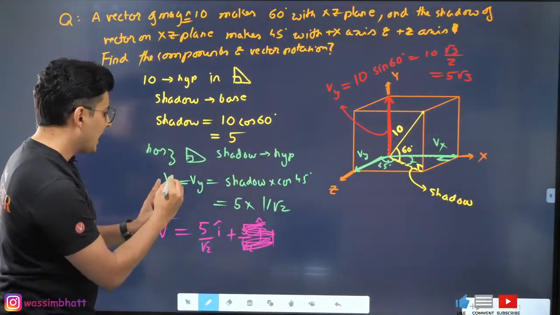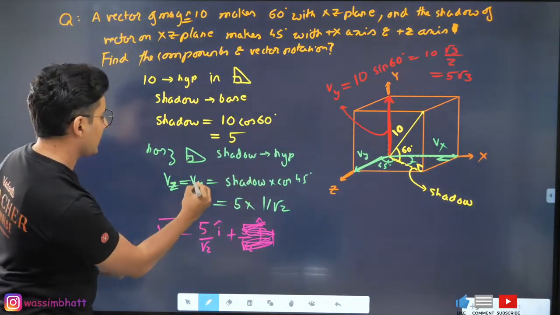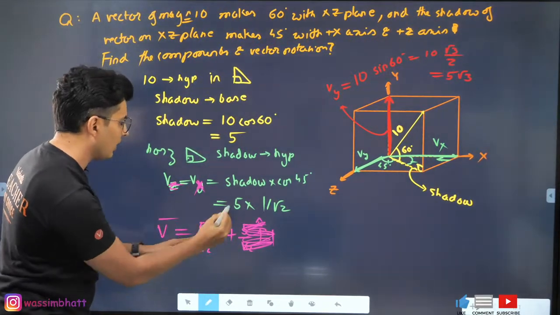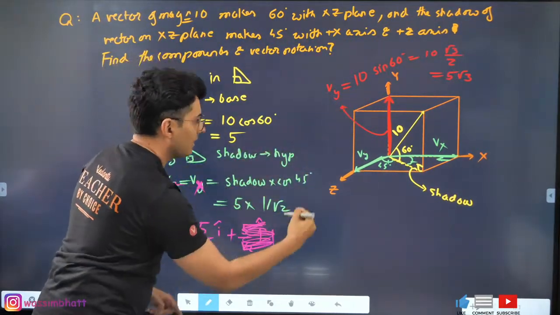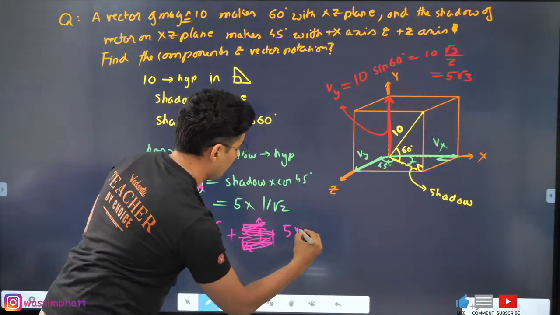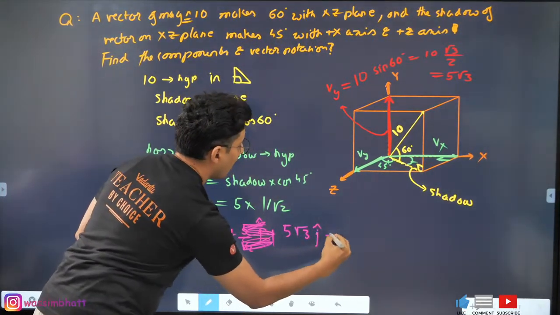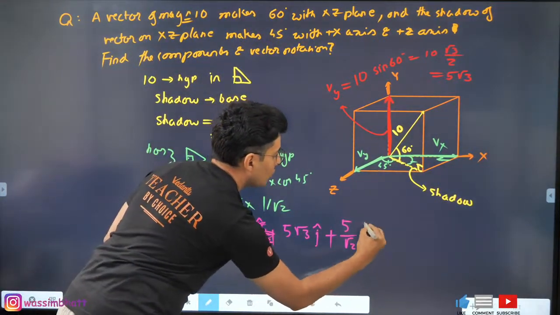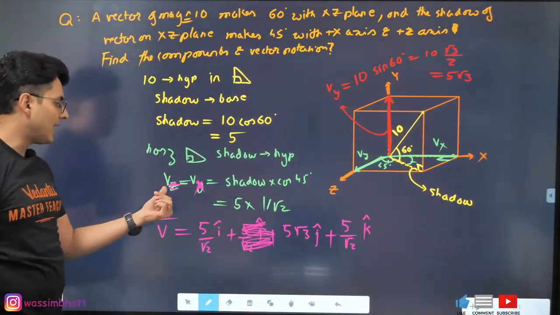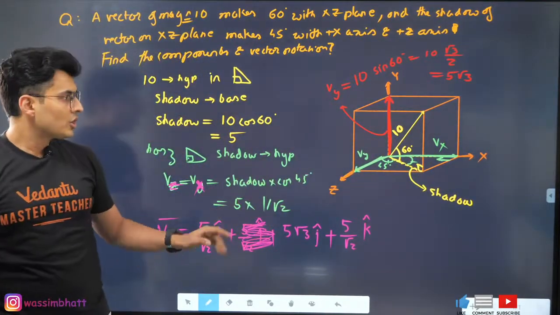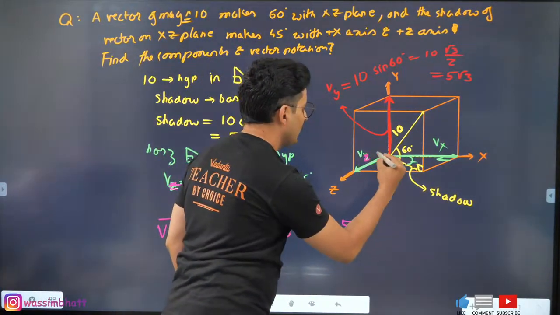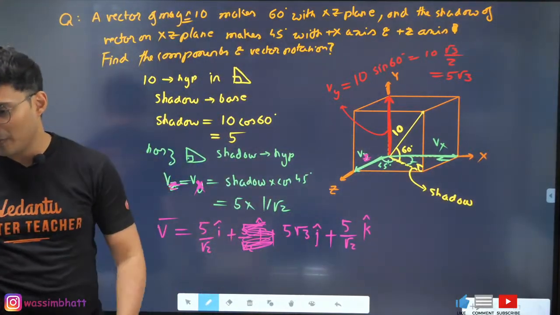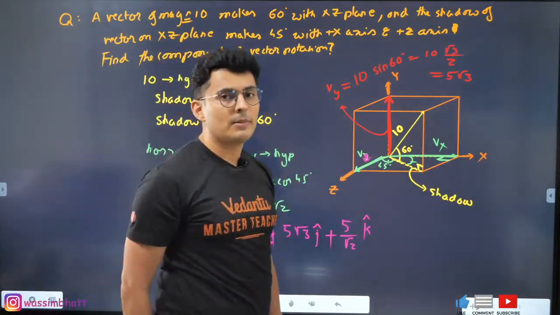So Vx was nothing but this one over here, Vx and Vz. All right. Vx was 5 by root 2. Vy was 5 root 3 j cap, and the z component was also 5 by root 2 k cap. Okay, so this was x and z. So I had to put z over here. Okay, so I think that was the small error while writing down. I hope this is clear, my warriors.